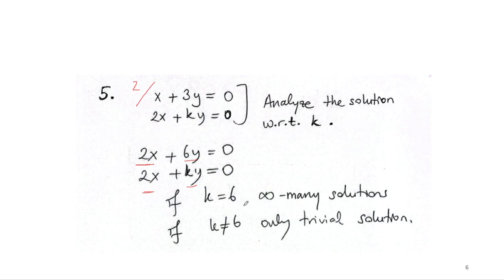and that will yield infinitely many solutions for this system. So if k is not equal to 6, then this will yield a contradiction, and the only potential solution will be the trivial solution. That means x and y are both equal to 0. Otherwise, these two equations cannot be satisfied at the same time. So the only solution here will be the trivial solution for k not equal to 6.